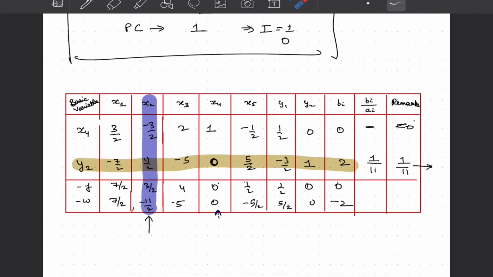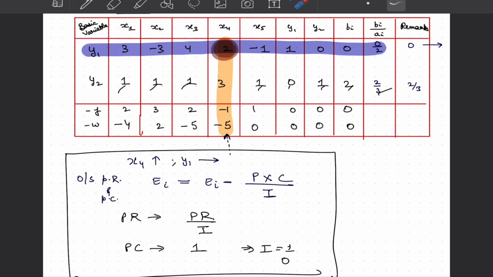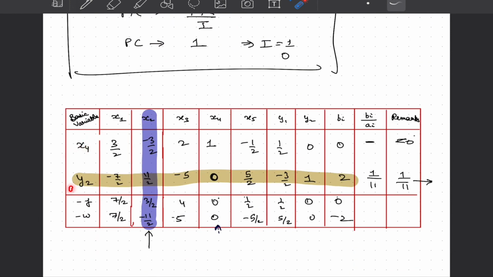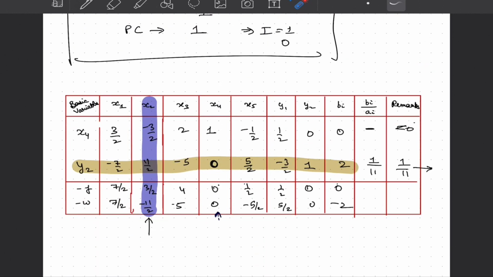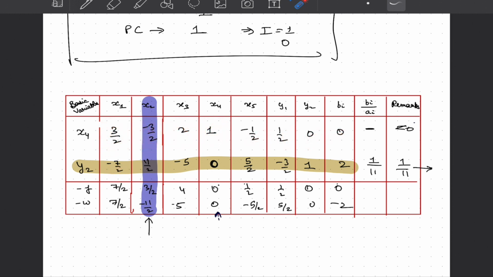So after applying all these calculations, we end up with the second tableau, where we replace y1 by x4 and our y2 remains as it is, because that is what we had before, and we have updated all these coefficients into our second tableau. Now again we will see who should be our next entry variable and who should be leaving. Here we have a coefficient of minus 5.5.